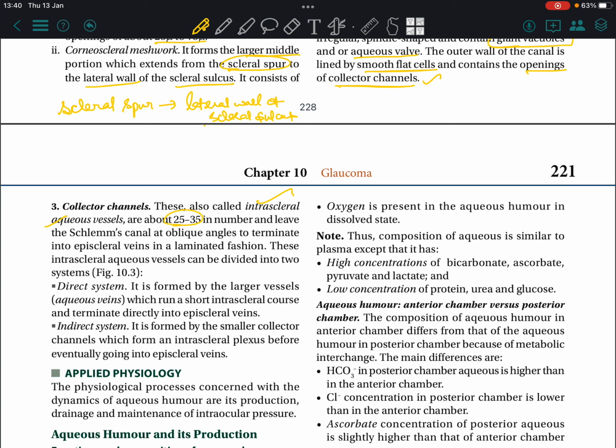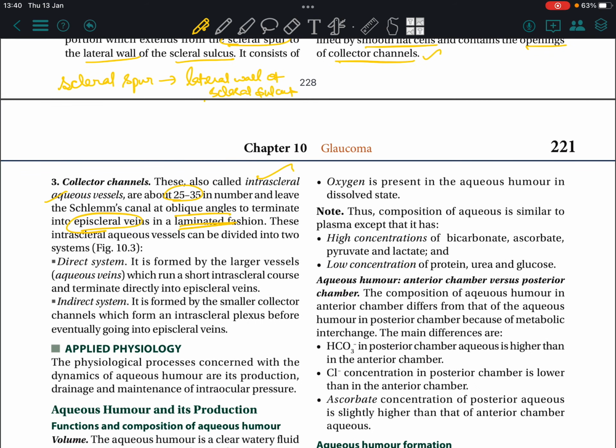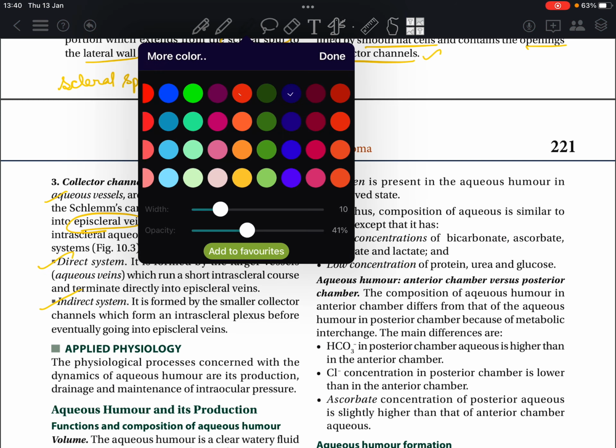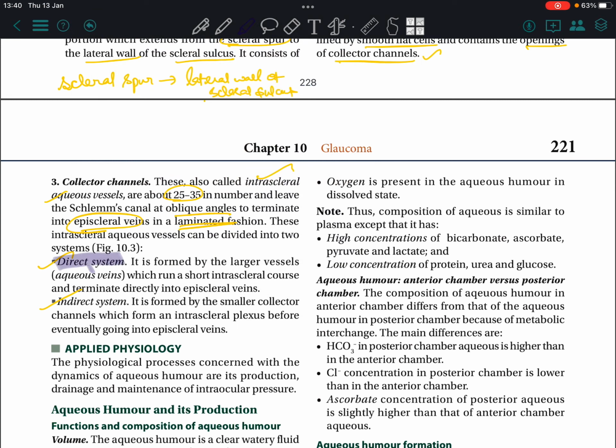are about 25 to 35 in number and leave Schlemm's canal at oblique angles to terminate in episcleral veins in a laminated fashion. These intrascleral aqueous vessels can be divided into two systems: direct system and indirect system. Direct system is formed by large vessels, aqueous veins, and indirect system is formed by small collector channels which form intrascleral plexus before eventually going into episcleral veins.